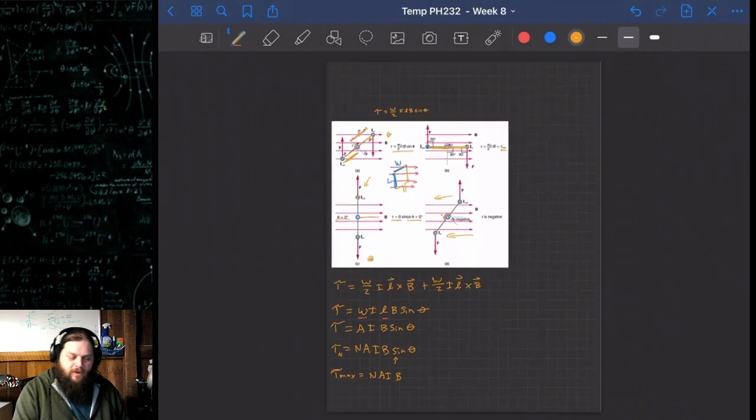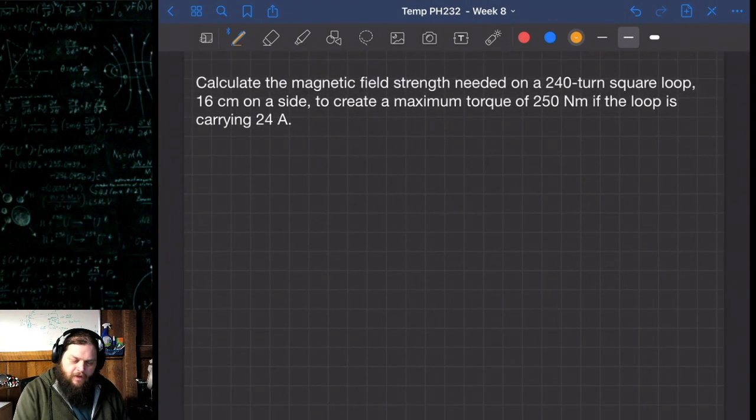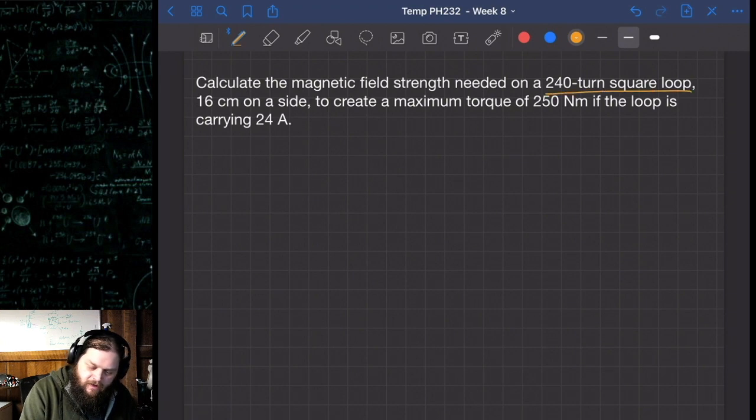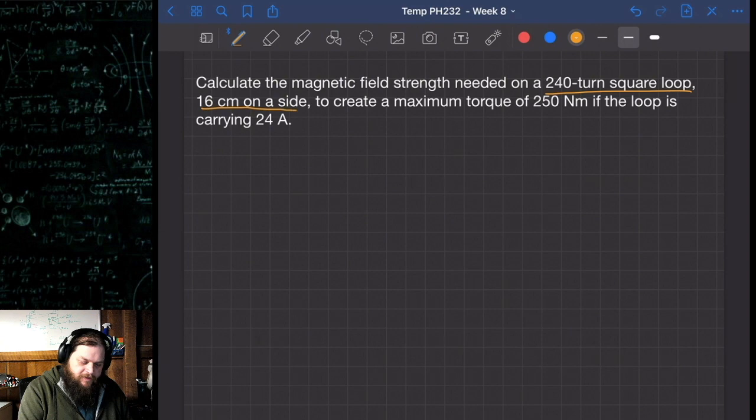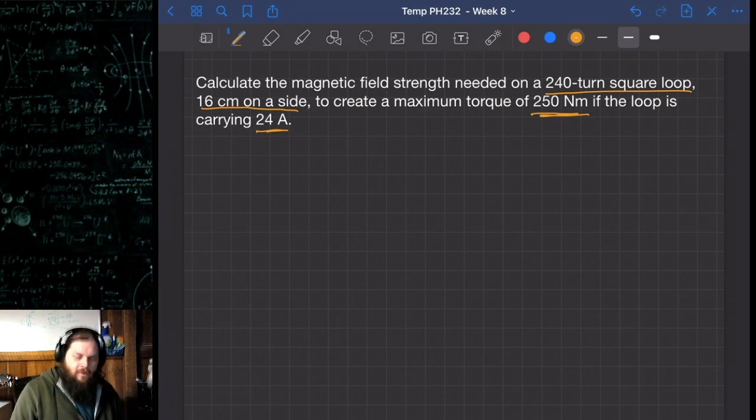So let's see if we can apply this concept. I'm going to calculate the magnetic field strength needed on a 240 turn square loop. So that has 240 turns on that loop, which has 16 centimeters per side, to create the maximum torque of 250 Newton meters if the loop is carrying 24 amps. So I'm just underlining all the values that we really need to pay attention to.